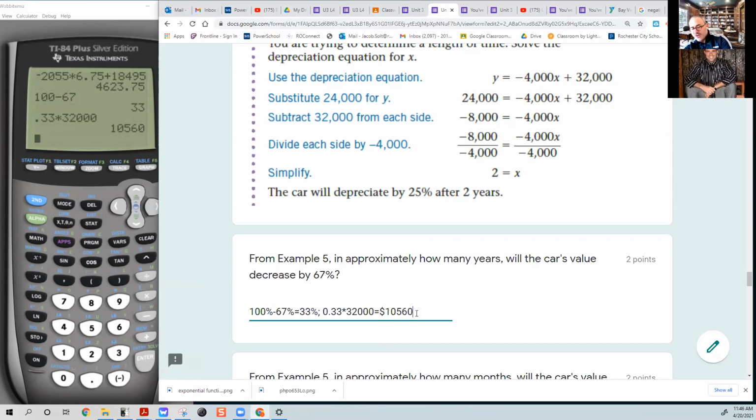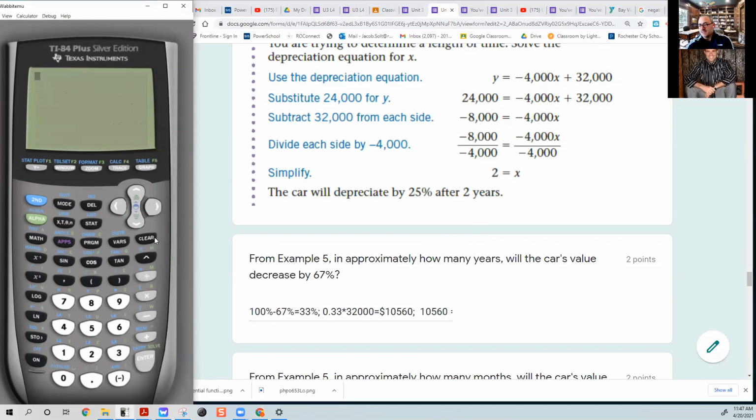So now what am I going to do? I'm going to stick that in for y, right? Our y values are how much the car is worth over time. So I need to solve this equation here: 10,560 equals, that's my y, negative 4,000 times x plus 32,000, the same equation I used over here. Now I just need to solve for x in this equation.